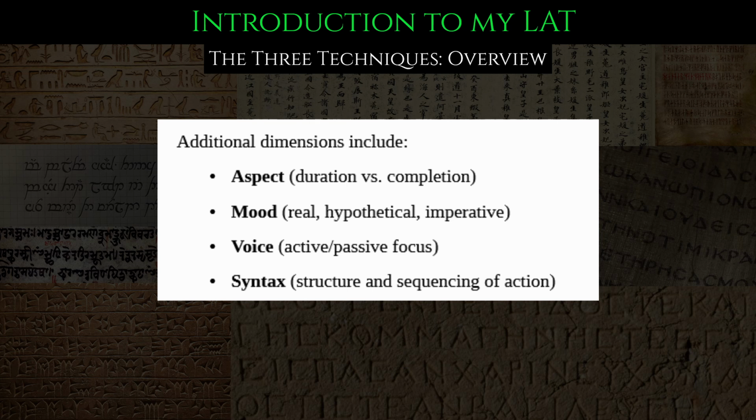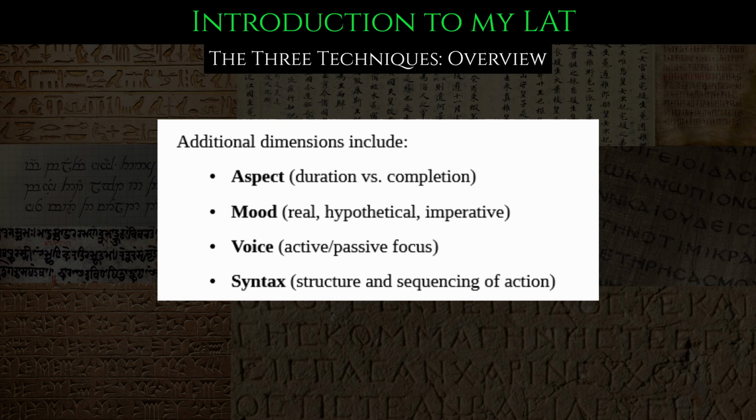We also have additional dimensions, such as the aspect, which would be duration versus completion. Then we have the mood, for example, real, hypothetical, imperative. Then we have the voice, which is active or passive as a focus. But of course, in Attic Greek, for example, we also have the dual, which also could be included here. And lastly, we have the syntax. This is the structure and sequencing of action.